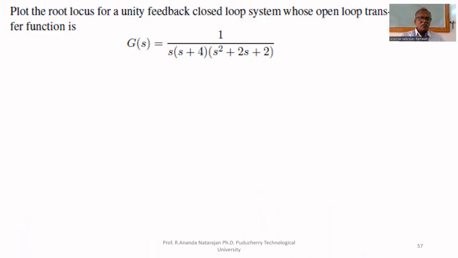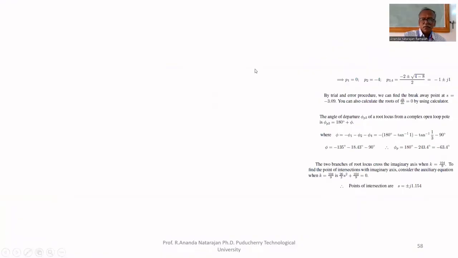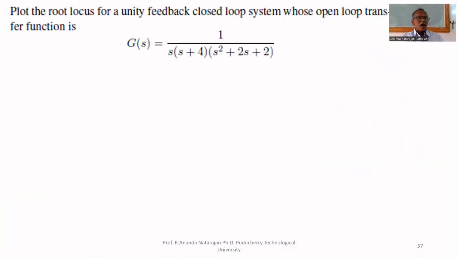Plot the root locus for a unity feedback system whose open loop transfer function is G(s) equal to 1 upon s multiplied by (s plus 4) multiplied by (s square plus 2s plus 2).